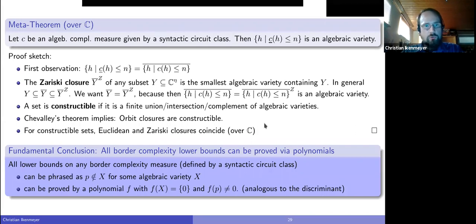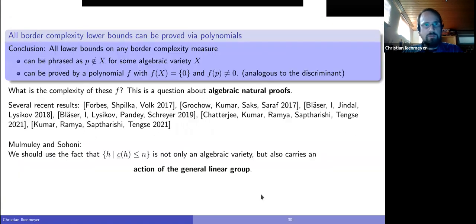And the fundamental conclusion is now, if you have any border complexity measure, then you can always prove the lower bounds using polynomials f that vanish on your set but don't vanish on your point. You can always do that. It's completely analogous to the discriminant. So what is the complexity of these f? Just a remark, there's a recent high interest in the question of what is the circuit complexity of these f, but I don't want to go into that.